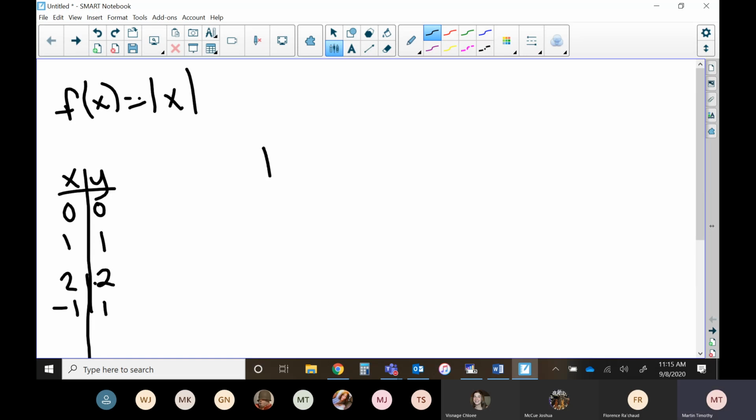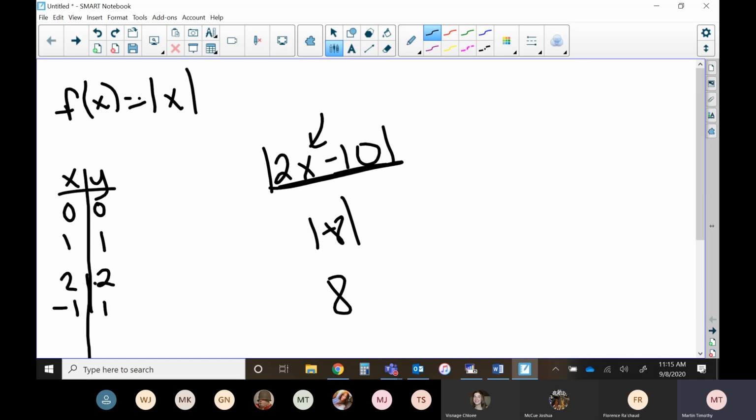So like if I had, just for an example, if I put a 1 in here, 1 times 2 is 2. 2 minus 10 is -8. What's the absolute value of -8? 8. That would be my final answer. So after you do all the math inside, it then kicks everything to positive. That's what absolute value means.